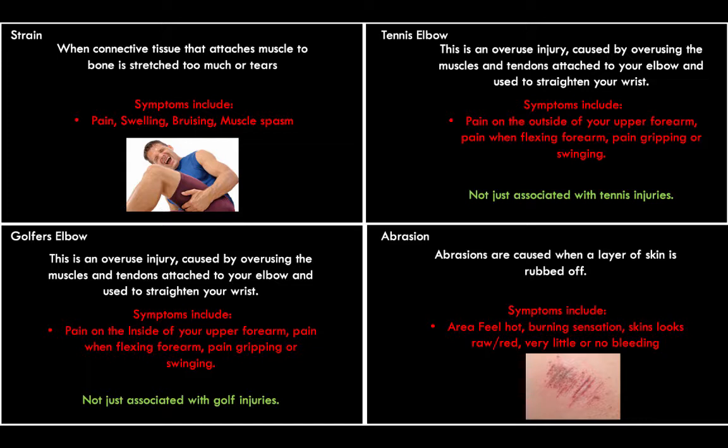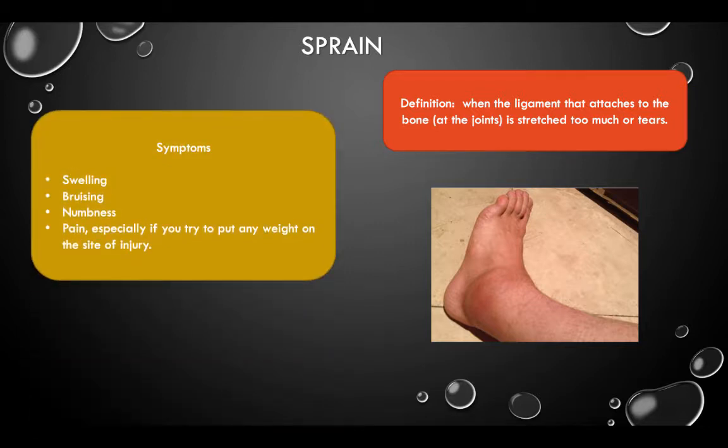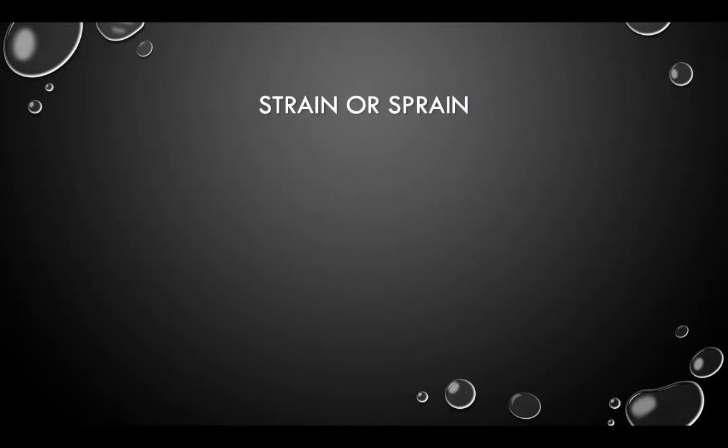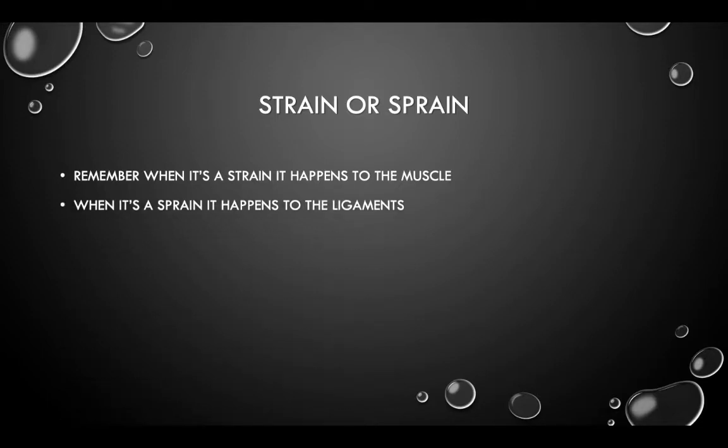Abrasions are caused when the layer of skin is rubbed off. Some symptoms include the area will feel hot, a burning sensation, the skin looks red or raw, or very little or no bleeding. Sprain. When the ligament that attaches the bone is stretched too much or tears. Some symptoms include swelling, bruising, numbness, pain especially if you try to put any weight on the site of the injury. Strain or a sprain? Remember, when it's a strain, it happens to the muscle, and when it's a sprain, it happens to the ligaments.